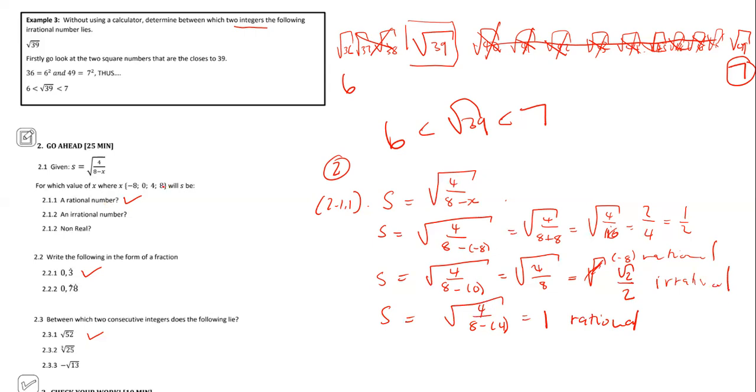And now let's substitute 8, which is the last number. So I repeat the very same equation, 4 over 8 minus x, but now I substitute 8 over here. And therefore, what am I going to get? I'm going to get a math error, because 8 minus 8 is 0. So 4 divided by 0, remember, that's non-real. So I get undefined.